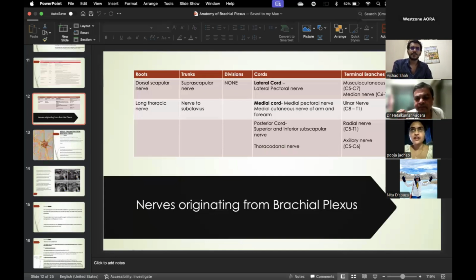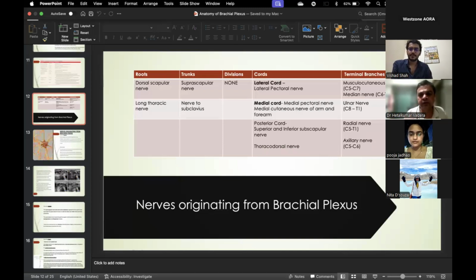Elbow flexion, and which fingers? Okay, you can read it. PNS guided block, you should know it. It will be asked in the exam. So always read the PNS guided blocks also.